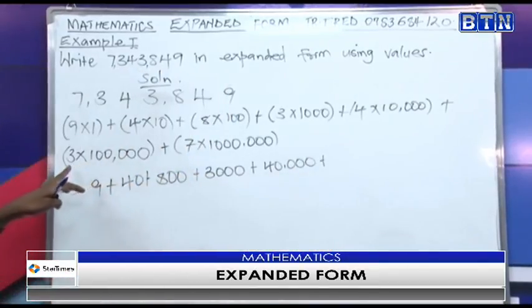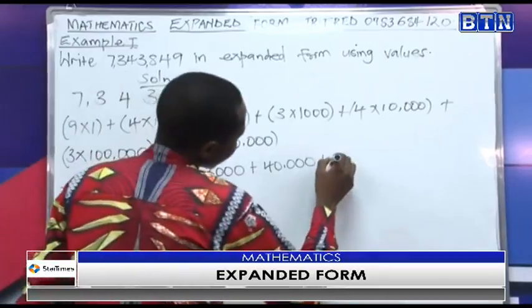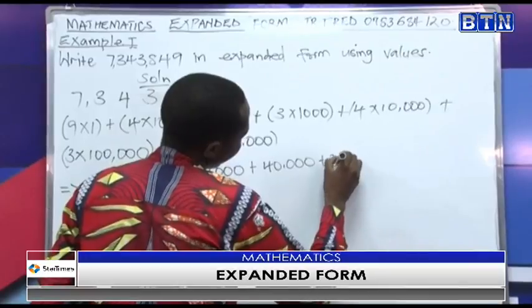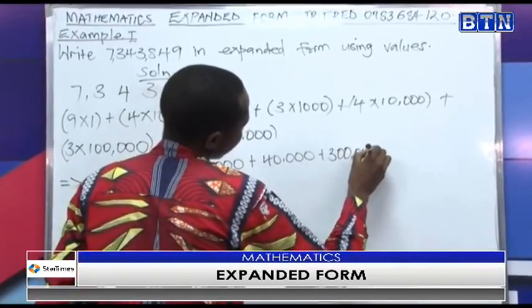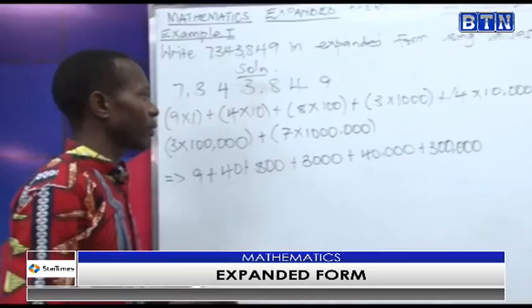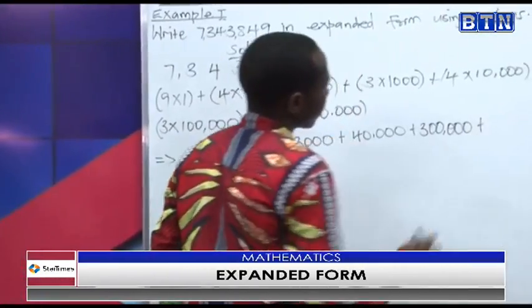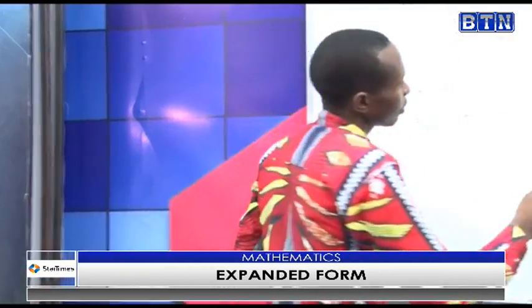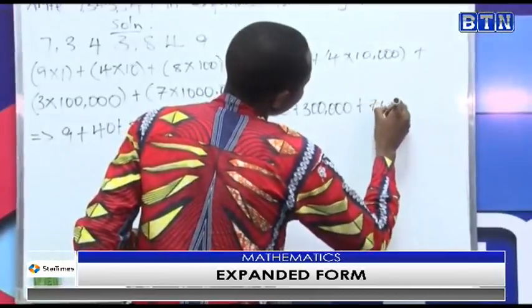What do we have here? We have 3 times 100,000. What do you come out with? 3 times 100,000. We shall come out with 300,000. Plus, from 300,000, we shall come to 7. 7 times a million. What are we going to come out with? We shall come out with 7 million. So I'll add here 7 millions.